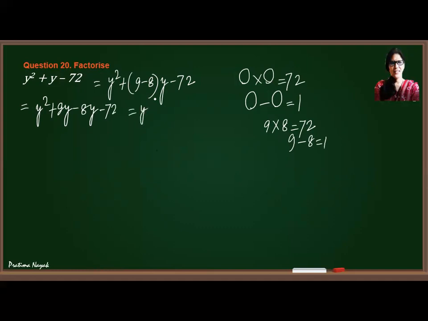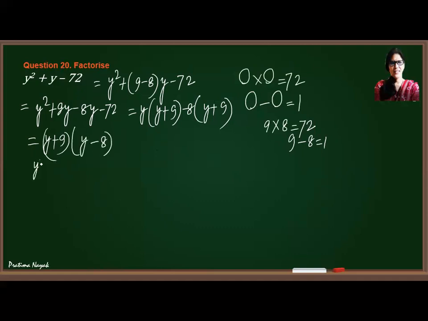Now y taking common, y plus 9 minus 8 taking common, y plus 9. Then y plus 9 I'll take common. What will be left? Y minus 8 will be left. So y square plus y minus 72 is equal to y plus 9 into y minus 8.